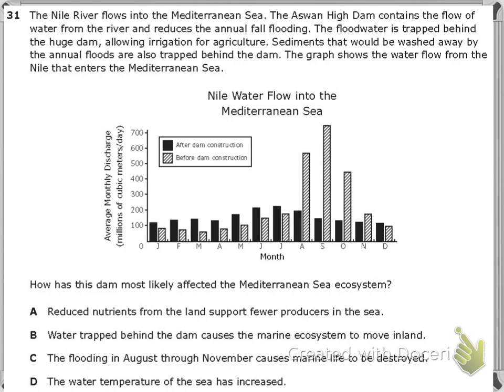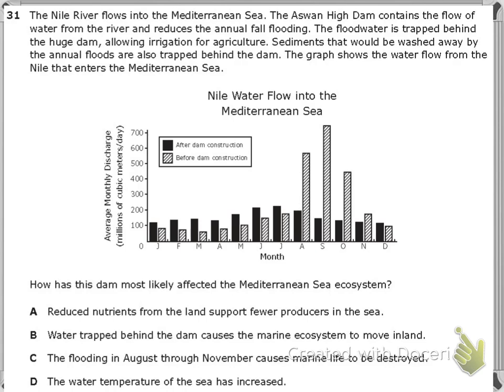Alright, the Nile River flows into the Mediterranean Sea. The Aswan High Dam contains the flow of water from the river and reduces the annual rainfall flooding. The floodwater is trapped behind the huge dam, allowing irrigation for agriculture. Sediments that would be washed away by the annual flood are also trapped behind the dam. The graph shows the water from the Nile that enters the Mediterranean Sea.